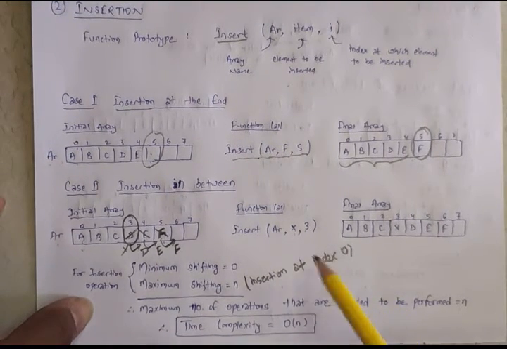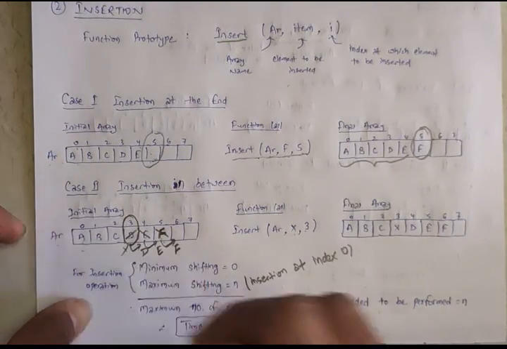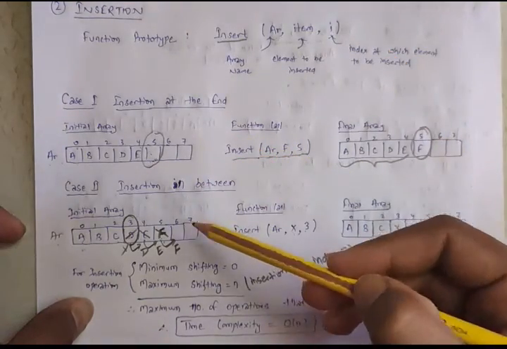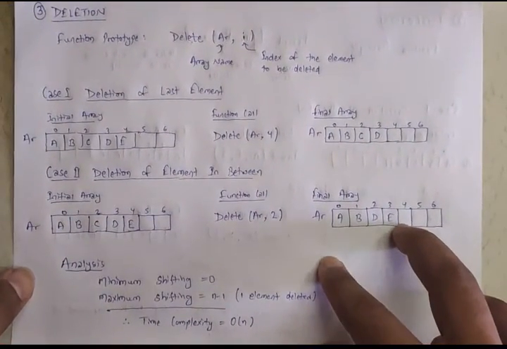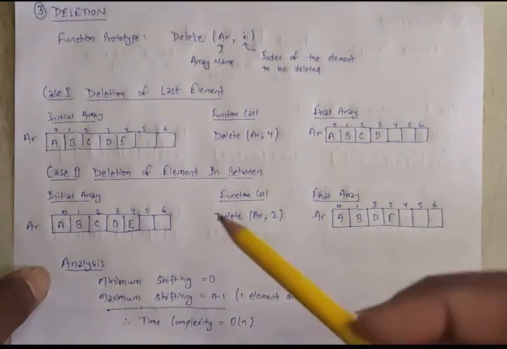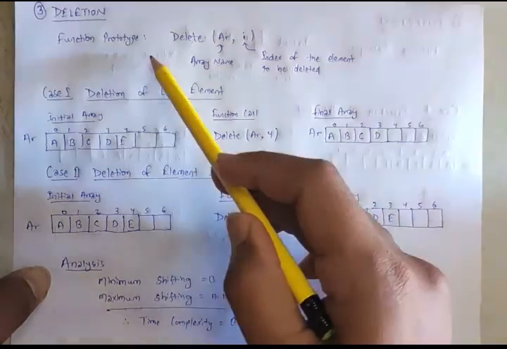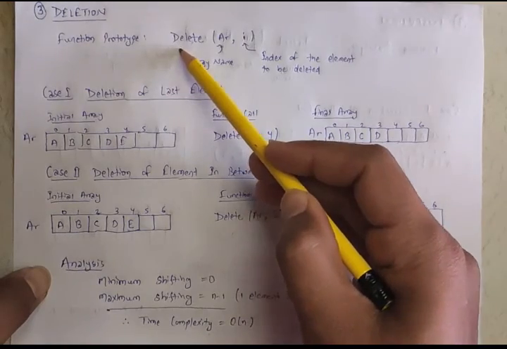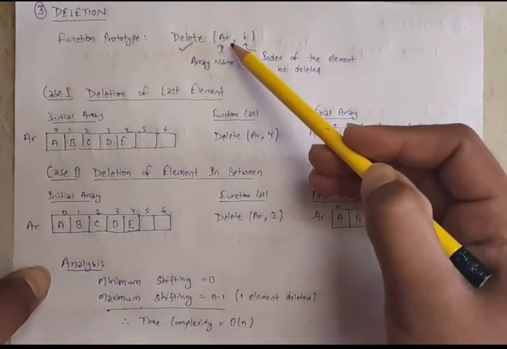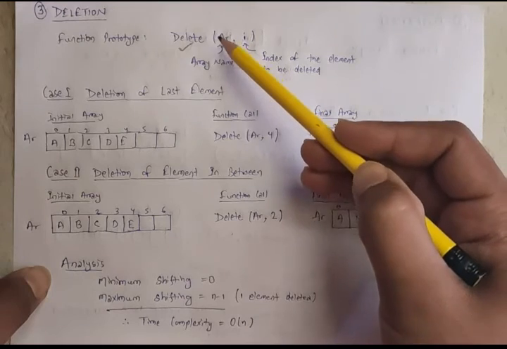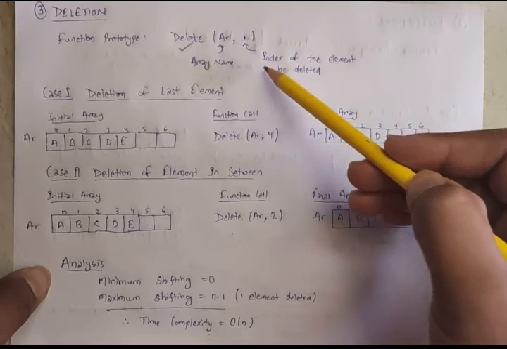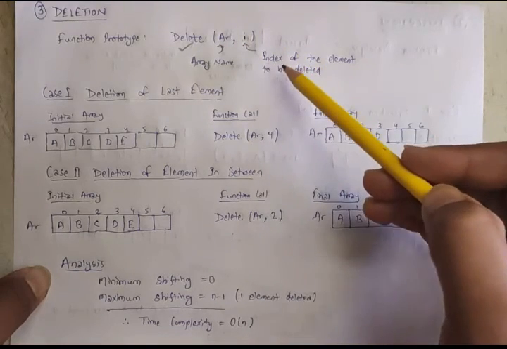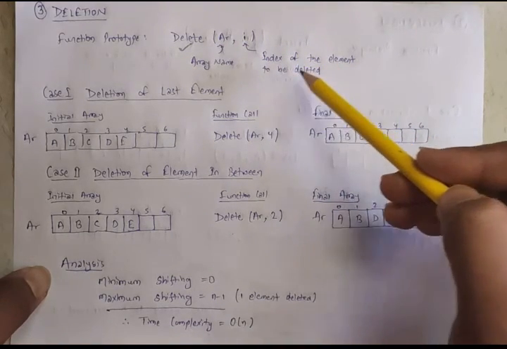So this is all about the insertion operation, the prototype, the cases, and the analysis. Next we would talk about the deletion operation. In a similar way, we would talk about the prototype first. So the prototype would look like this. This is the function name, let's say delete. This is the array name in which we just want to perform deletion. Let's say it is AR, and this I denotes the index of the element which is to be deleted.